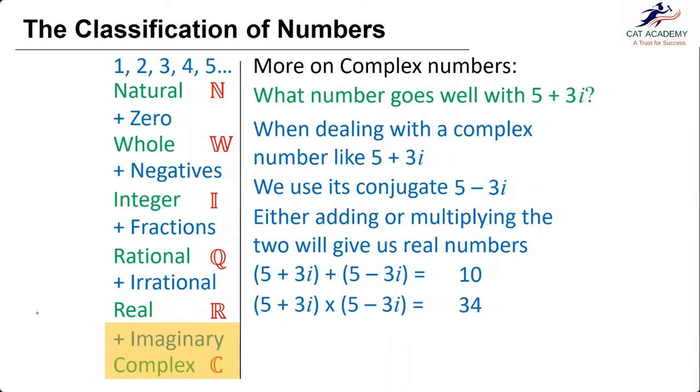Okay? What do we mean by number goes well with? See, we are not so comfortable with using imaginary numbers. So we always want to convert it to real. And our best shot in converting it into real will be the conjugate, because as I can observe, addition with conjugate or multiplication with conjugate is resulting in a real number. So that's how I can say number that goes well with. Okay?